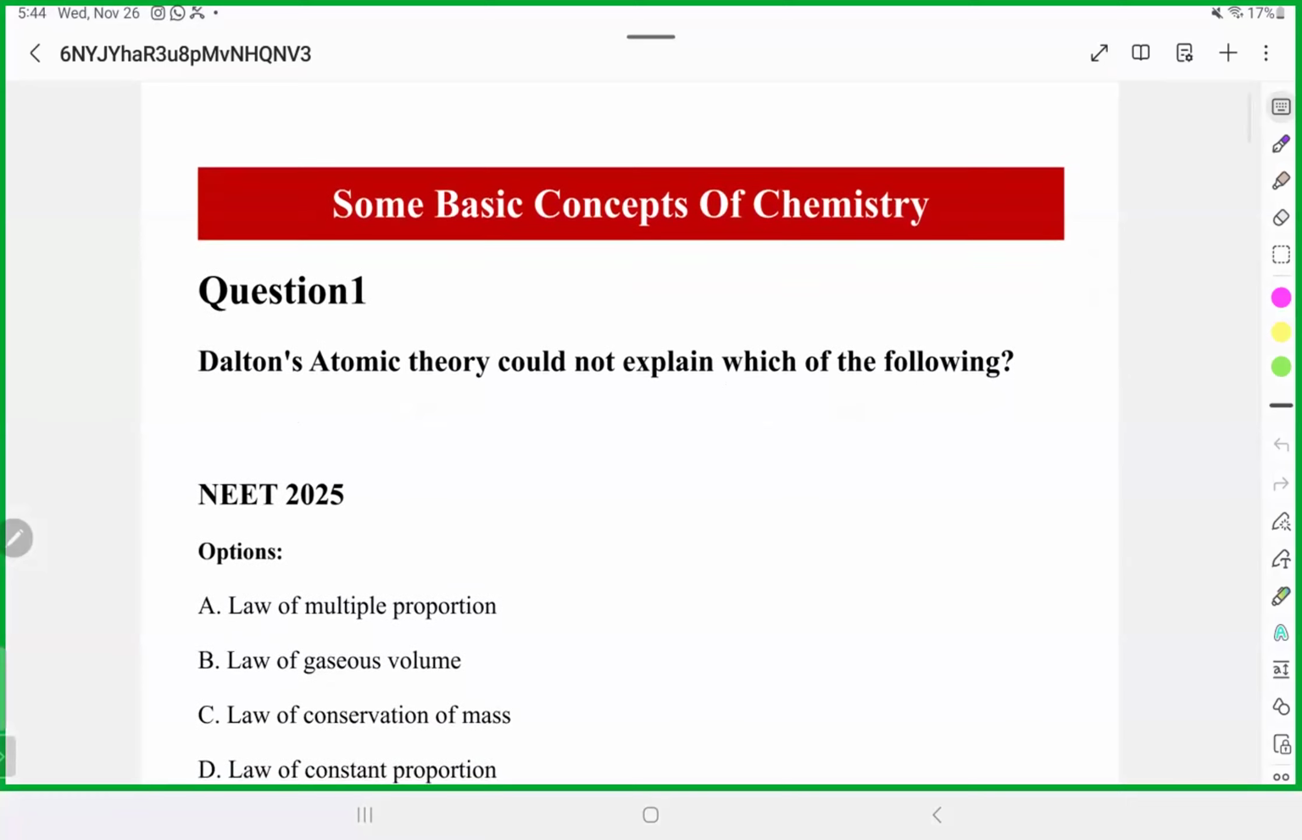Option B is the answer. Not because I saw it, but because I remember from this paper. The law of gaseous volumes was given by Gay Lussac, not Dalton. Yeah, it was given by Gay Lussac, right? Not by Dalton. But it is asking which is not explained by the Dalton atomic theory.